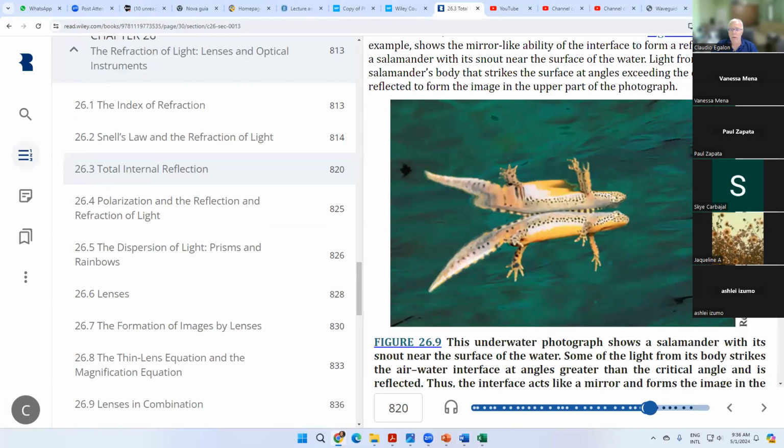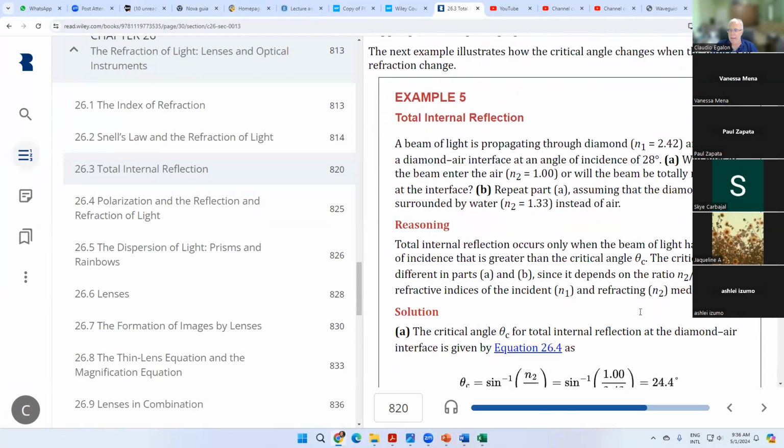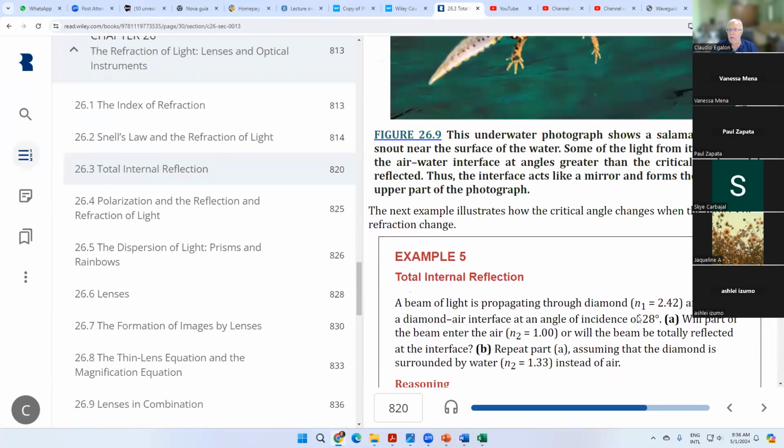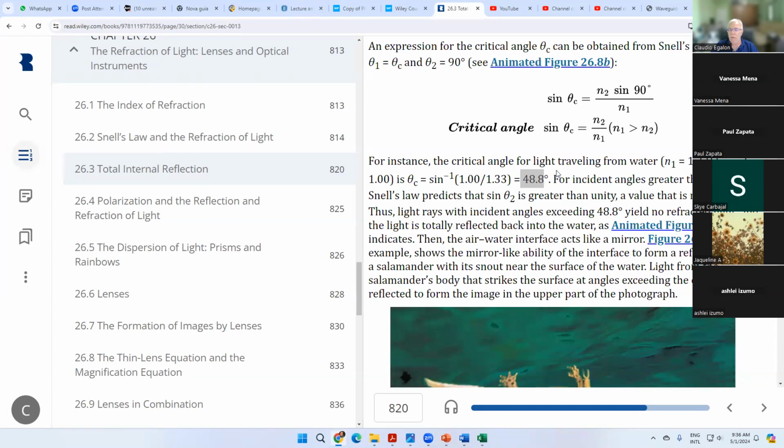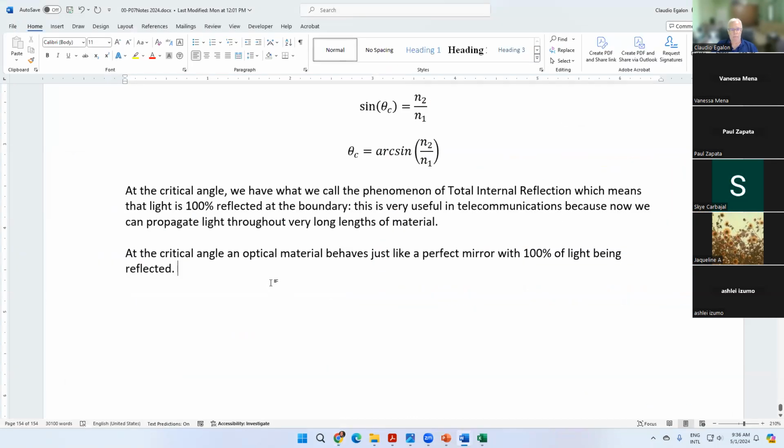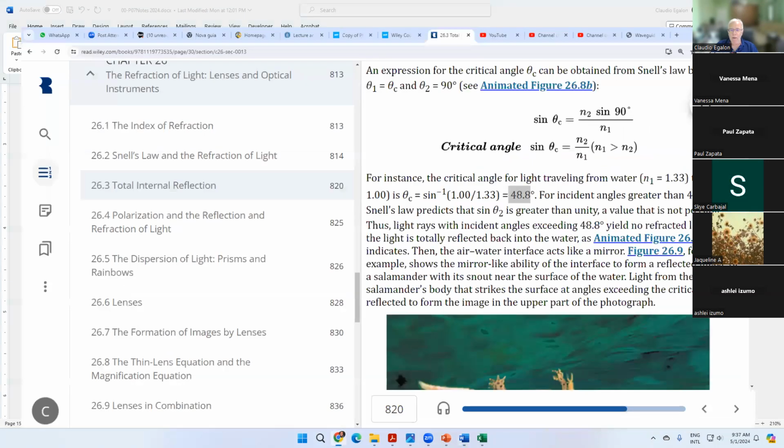You go, 48.8. 48.8 degrees right here. 48.8 degrees. 100% of light reflected. Let's see if we have more.